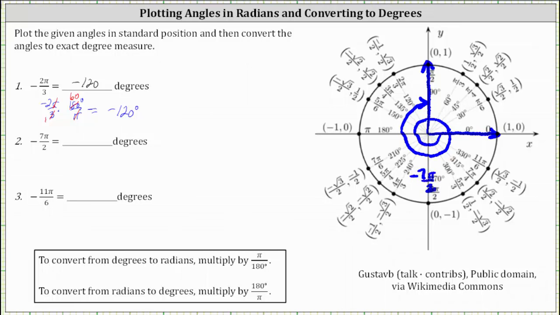To convert to degrees, we multiply negative 7 pi divided by 2 times 180 degrees divided by pi. Simplifying, pi divided by pi simplifies to 1. 2 and 180 share a common factor of 2. There's 1, 2, and 2, and 90 twos in 180. Multiplying, we have negative 7 times 90 degrees, which is negative 630 degrees.